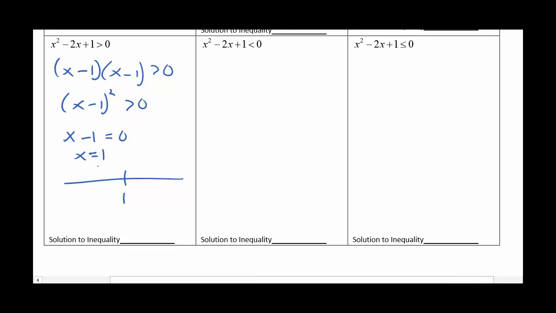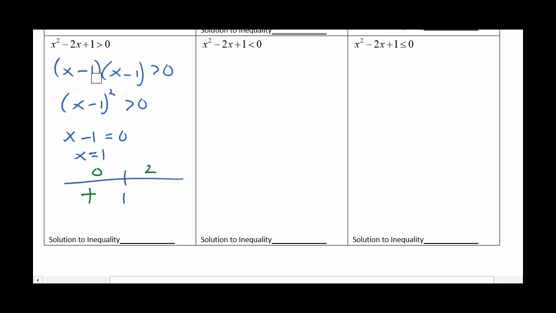So we'll pick something smaller than 1 like 0, something bigger than 1 like 2, and then we'll come up and evaluate this form. Now, there's sort of a trick case here, and you'll kind of see what I'm talking about. So 0 minus 1 is a negative number, but I'm squaring it. So what do I always get? I always get a positive result.